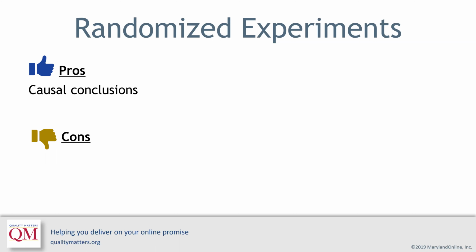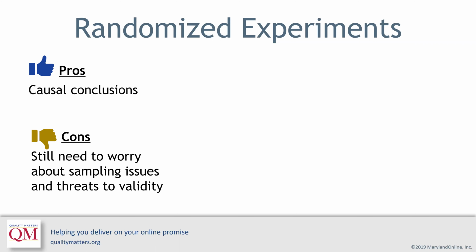Moving down to the cons, even with this so-called gold standard experimental design, we still need to worry about sampling issues and threats to validity. In other words, incorporating randomization into your study is not going to solve all of your problems.